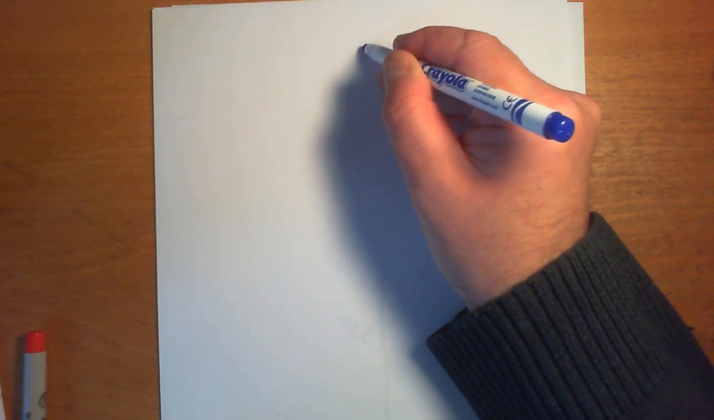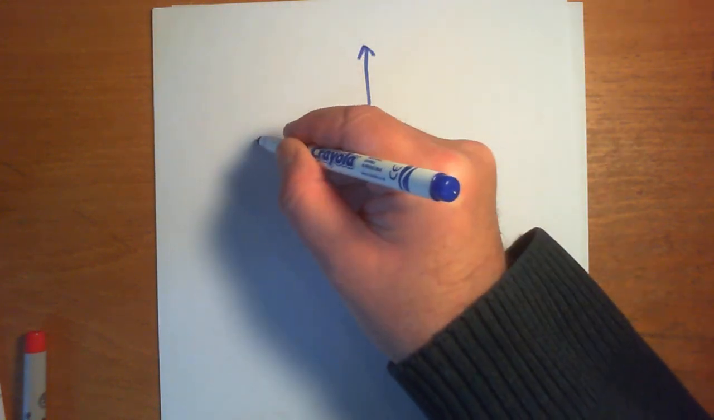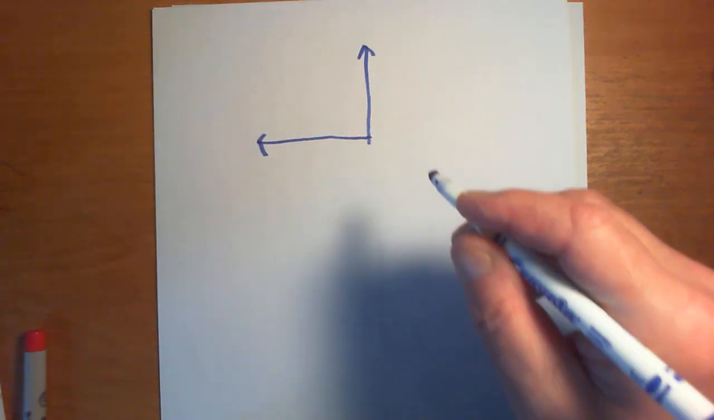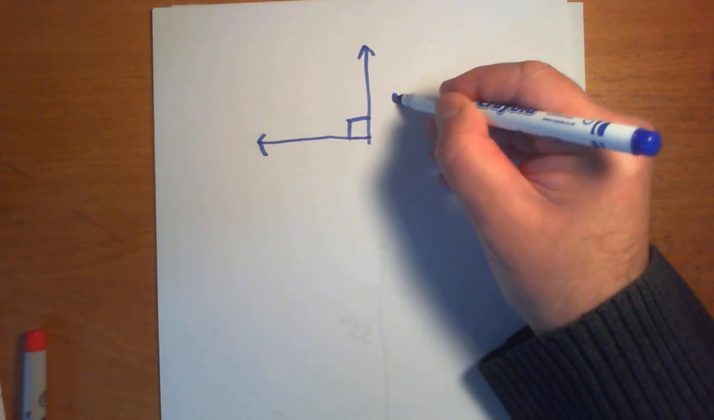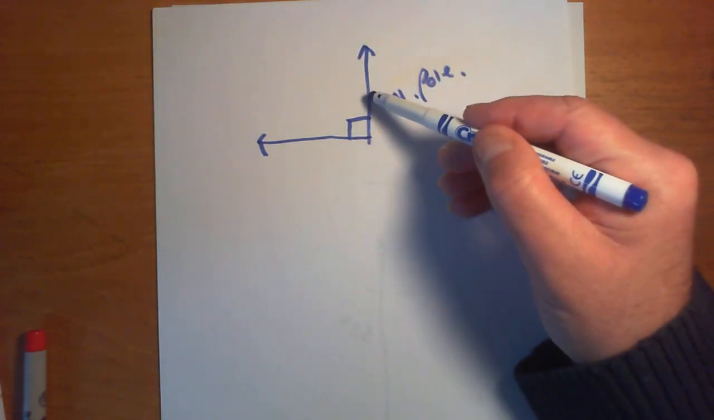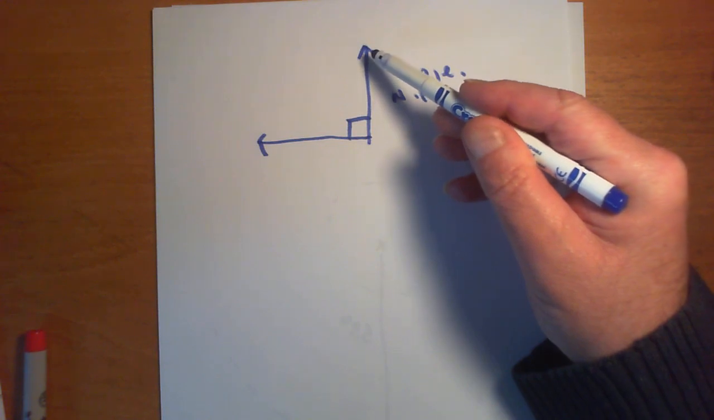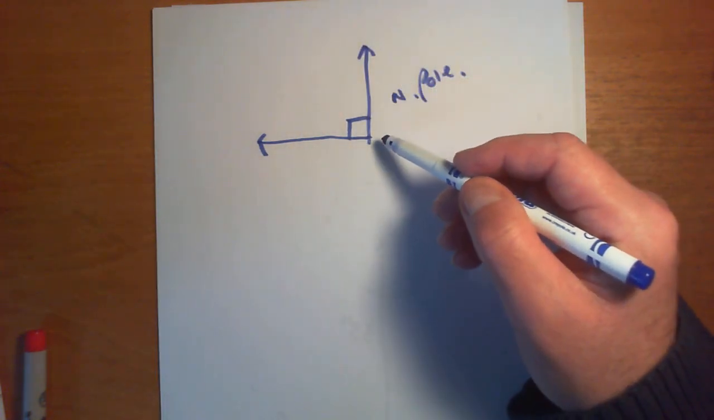Now, let's see. If I was to think of a situation at the North Pole, this is at the North Pole here. What would happen is that the altitude of the North Star, or Polaris, would be 90 degrees. It would be directly overhead.